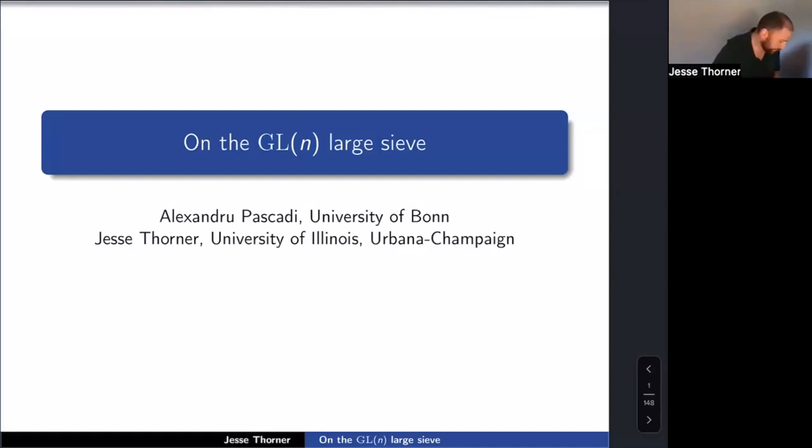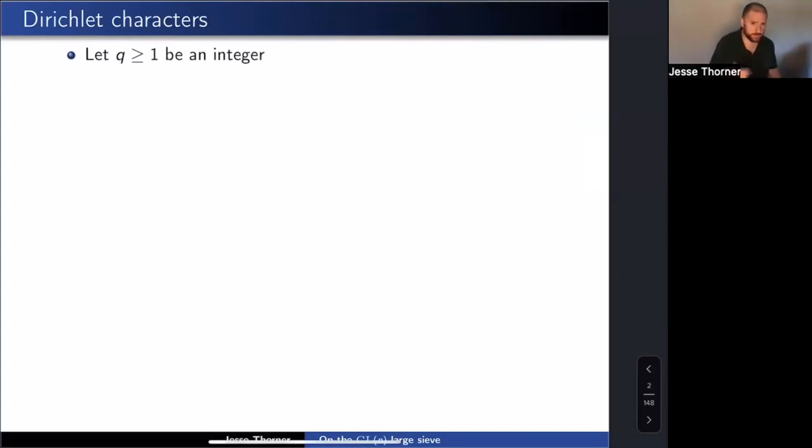So I'm going to be talking about joint work with Alexander Pascadi, and also some joint work of mine with the sieve Zaman is going to make its way into the presentation. So I'm going to be talking about the GLN large sieve. This is a very vibrant area of number theory that has a lot of ongoing research. And I guess in the event that you haven't seen a large sieve before, let's start at the beginning.